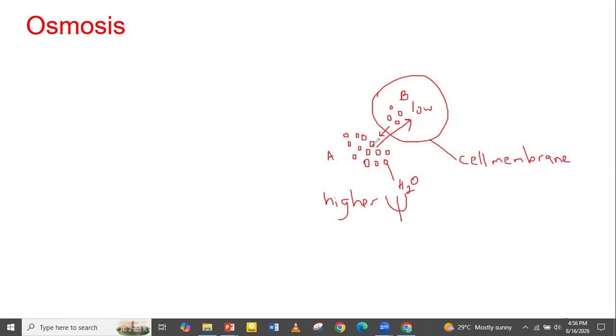Remember, it's net movement. Net movement means that we can have water molecules moving both ways, from B to A and from A to B, but overall, more water molecules are going to move from A to B than from B to A. So we're going to have net movement of water molecules from A to B. That is what osmosis is about.